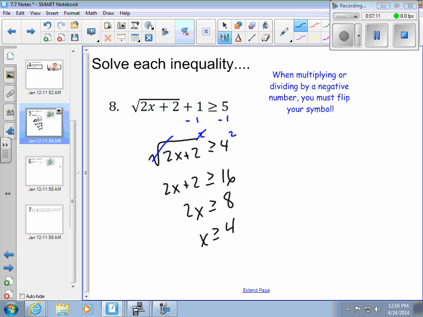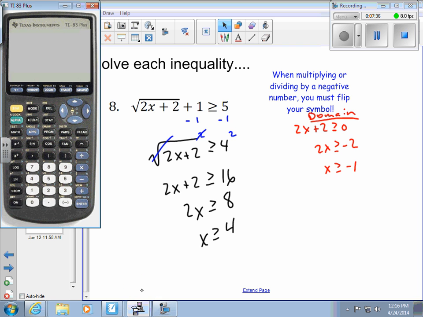But again, check the domain. What do you get for the domain on this one? Two ways of doing it again. You could take what's underneath here, put it greater than or equal to 0 and solve that for the domain. And we get, subtract 2, divide by 2. x has to be greater than or equal to negative 1. Or again, you could graph it to do the same thing. If we graph this one out, we should see that it has to be bigger than negative 1. And yep, looking at the graph, it is bigger than negative 1.